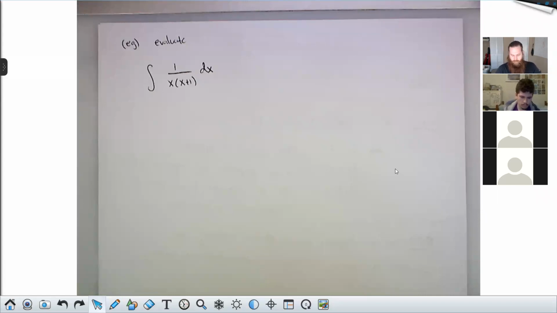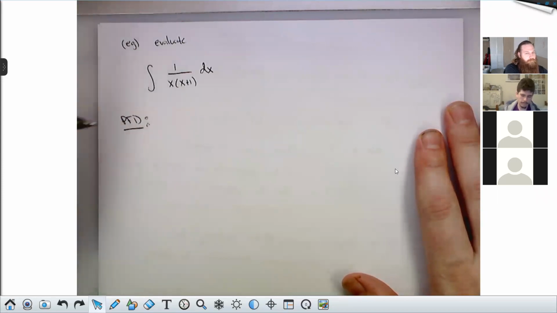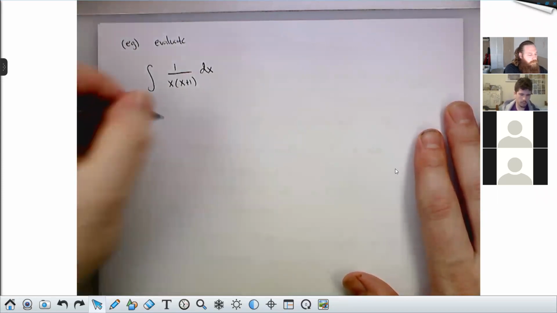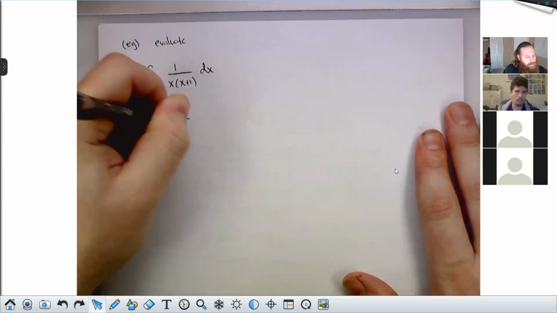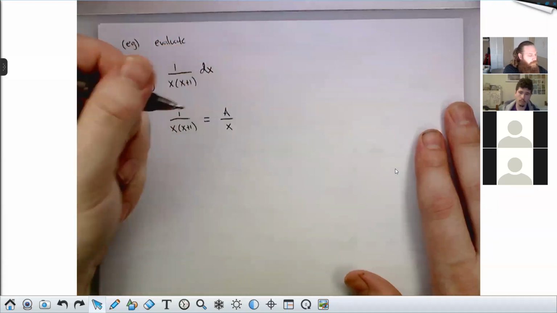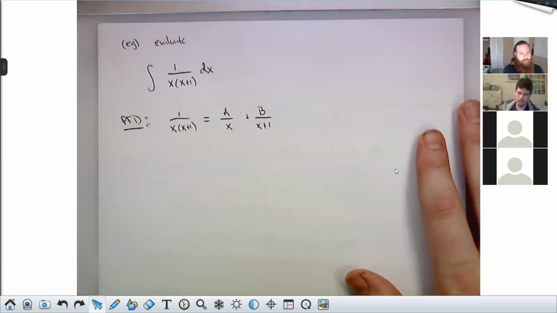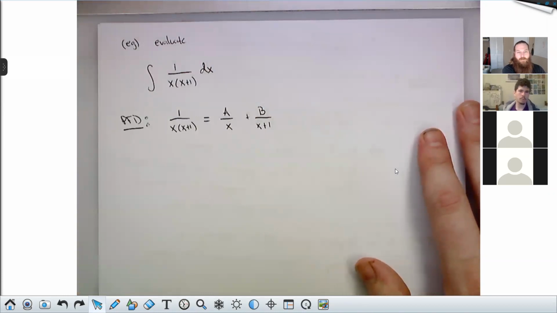So what I do is I step aside. I put the integral away for a minute, and I say, I want to do some partial fraction decomposition. I want to know, can I write 1 over x times x plus 1 as some constant a over x plus some other constant b over x plus 1? It turns out that we always can do that. And our task is to just try and find the constants a and b.